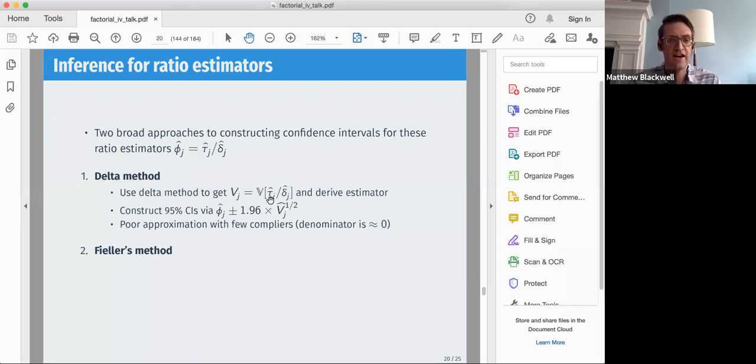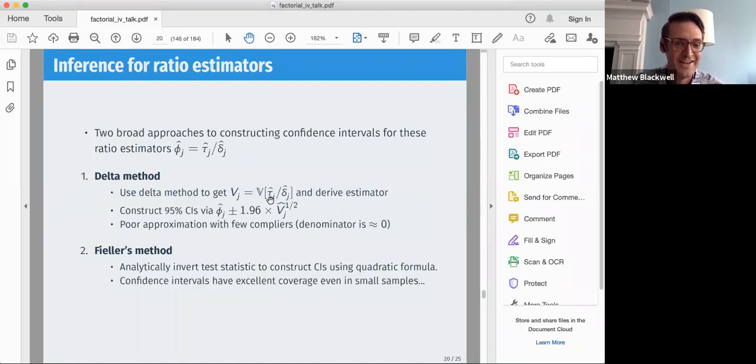So the approach that we highlight in this paper has a bunch of different names, but the one that we settled on is Fieller's method, because Fieller was one of the first to use it. The idea here, and I'll talk about it more in a second, is to analytically invert a hypothesis test using a particular test statistic, to construct confidence intervals using the quadratic formula. So it's kind of going back to high school or grade school to use the quadratic formula again. What's nice about this is that these confidence intervals have excellent coverage, even in very small samples with very little compliance. The downside is that the confidence intervals can have an infinite length. I say that's a downside, but it could be the case that it actually accurately reflects our uncertainty when we have very little compliance.